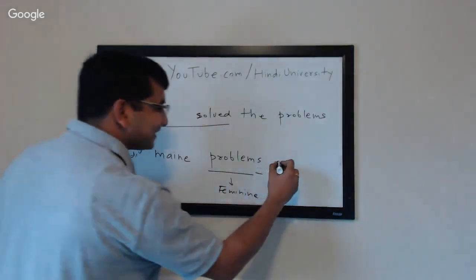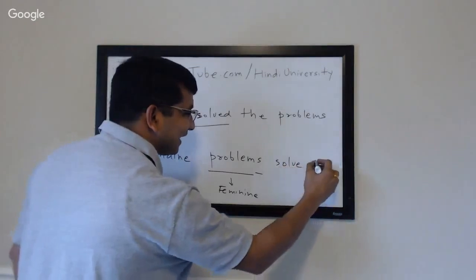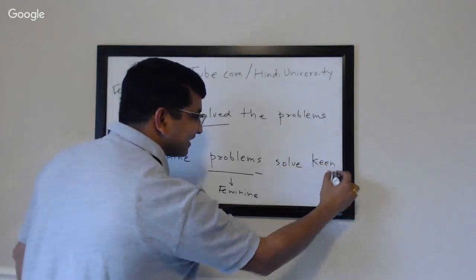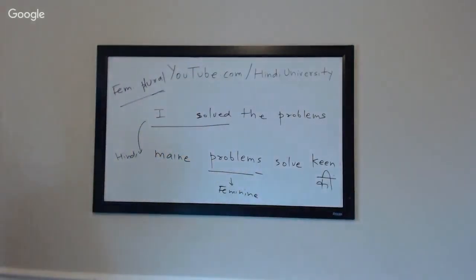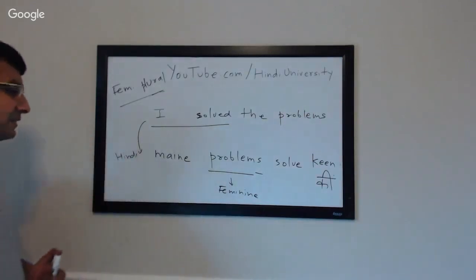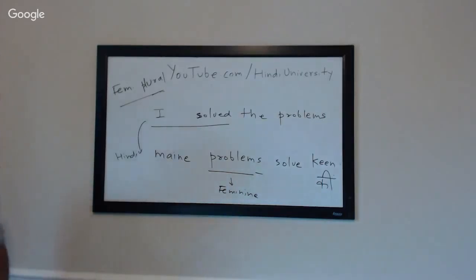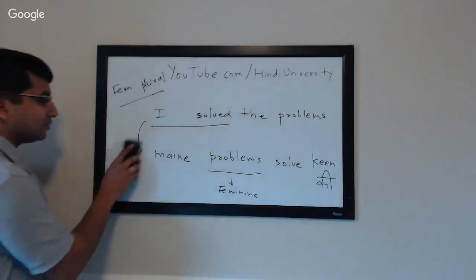Many problems solve, and then you will say की. So it's की with a dot. Okay, many problems solve की. I hope this is simple, and then we'll have one more. We are right at time actually, so I have one more example to give you.